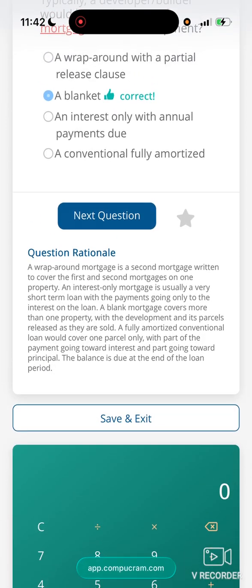All right, question rationale. A wraparound mortgage is a second mortgage written to cover the first and second mortgages on one property. An interest-only mortgage is usually a very short-term loan with the payments going only to the interest on the loan. A blanket mortgage covers more than one property, with the development and its parcels released as they are sold. A fully amortized conventional loan would cover one parcel only, with part of the payment going towards interest and part going towards principal. The balance is due at the end of the loan period.